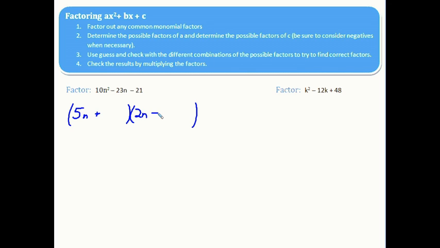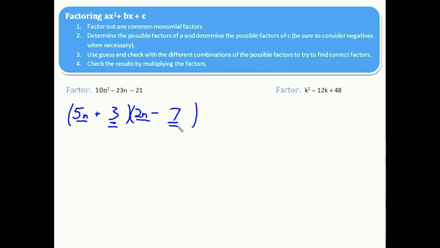I'll give you a hint. If it's a bigger number like 21, it's not usually the 1 times 21. It's usually the smaller factors. So let's just try 3 and 7. It doesn't matter which order. So we'll try a 3 here and a 7 here. So we know the 5n times the 2n will definitely give us 10n squared, and we know the 3 and the negative 7 will definitely give us negative 21.